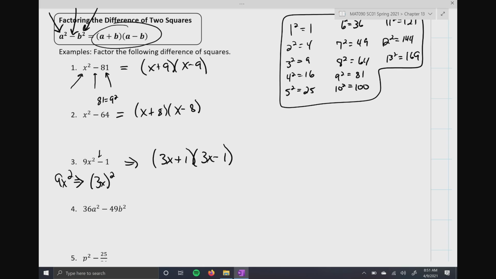Look at number 4. 36a squared minus 49b squared. Listen how I'm asking myself the questions. How many terms? 2. Is there a minus sign? Yes.